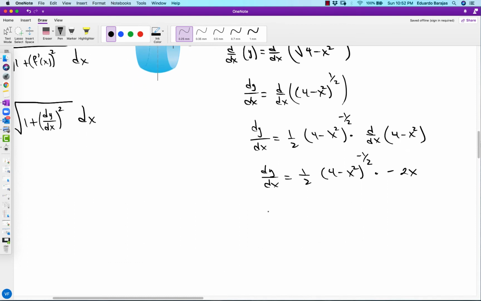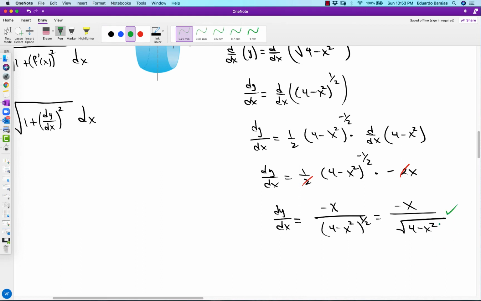That simplifies a little bit. So dy/dx is going to be equal to, this 2 cancels with that 2, and so I'll just have a negative x in the numerator divided by (4 minus x squared) to the power of positive 1/2, or negative x divided by the square root of 4 minus x squared. Either way, we found our derivative. And so that formula right there is the one we bring over here and square.